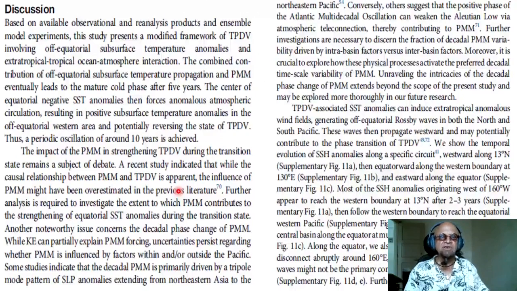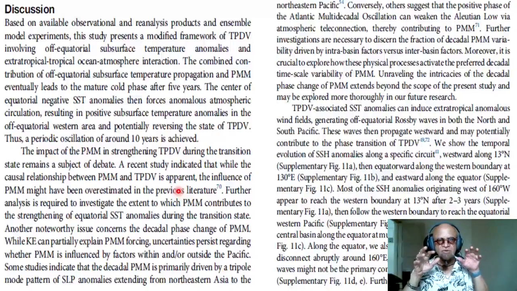Based on available observational and reanalysis products and ensemble model experiments, the study presents a modified framework of TPDV involving off-equatorial subsurface temperature anomalies and extratropical-tropical ocean-atmosphere interactions. The combined contribution of the off-equatorial subsurface temperature propagation and PMM eventually leads to the mature cold phase after 5 years. The center of the equatorial negative SST anomalies then forces anomalous atmospheric circulation, resulting in positive subsurface temperature anomalies in the off-equatorial western area and potentially reversing the state of the TPDV. Thus, a periodic oscillation of 10 years is achieved.